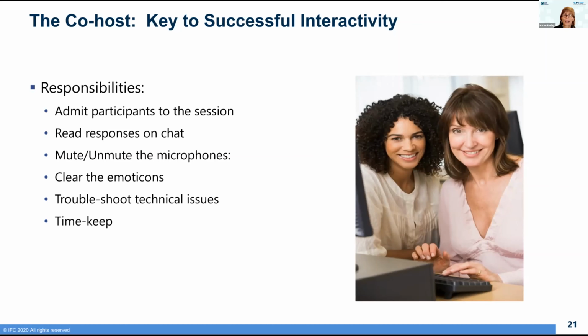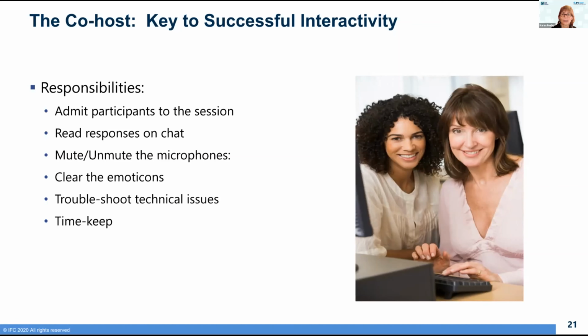The other big thing that the co-host can do is help you keep time. Ask them to send you a private chat when you're halfway through your session, and then again when you're about 20 minutes before the end of the session. And I say 20 minutes because that then gives you 10 minutes to wrap up and leaves you about 10 minutes for a Q&A session. Or if you really need more time, 5 minutes for the Q&A session, but it gives you a little flexibility.